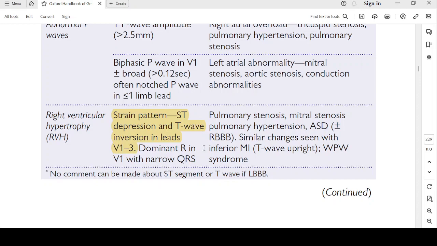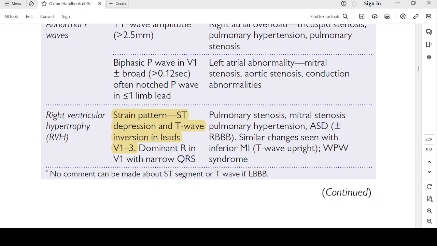A dominant R wave in V1 with a narrow QRS complex. There's a dominant R wave in V1. Normally there is an R wave progression. So in V1 there's a very tiny R wave, but in right ventricular hypertrophy there's a dominant R wave. That means there is a high amplitude R wave in V1 with a narrow QRS complex.